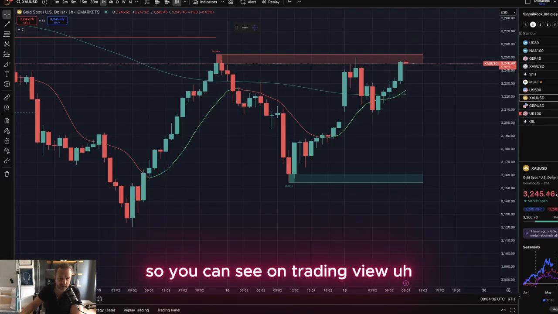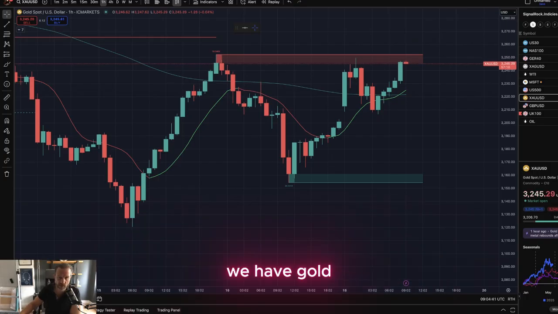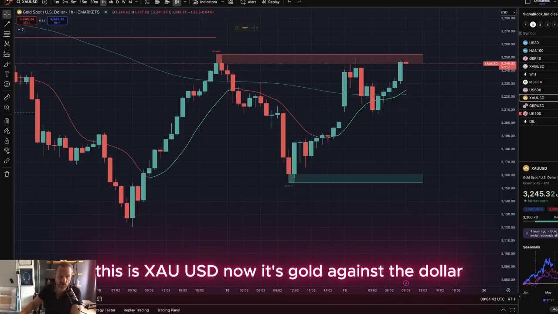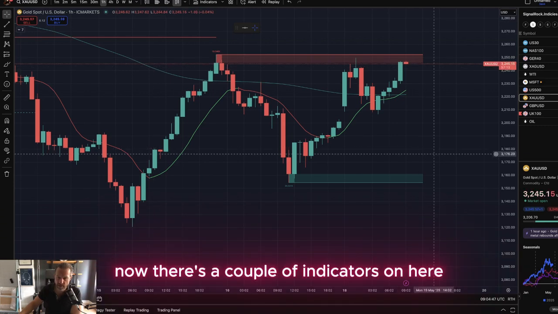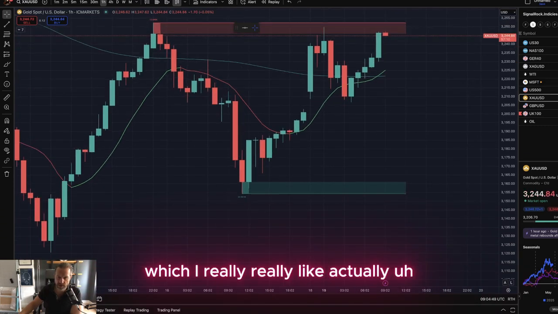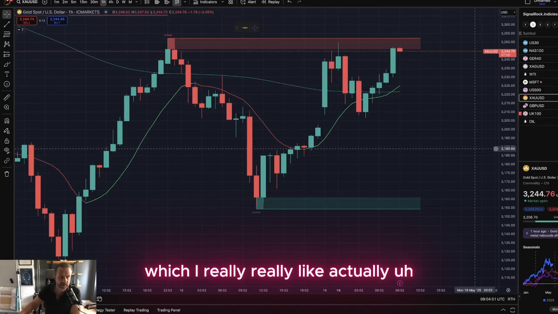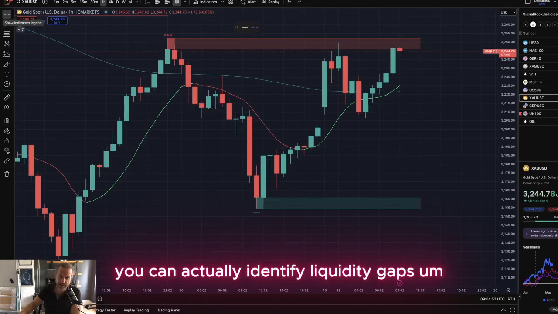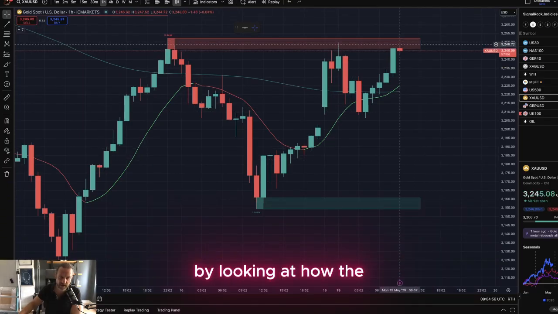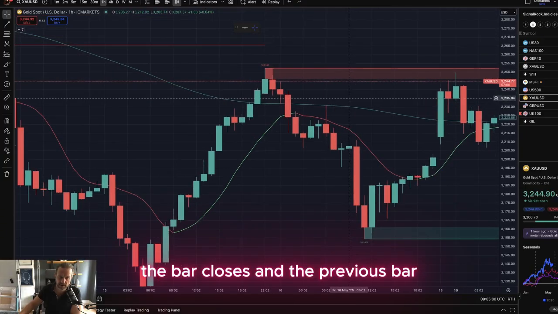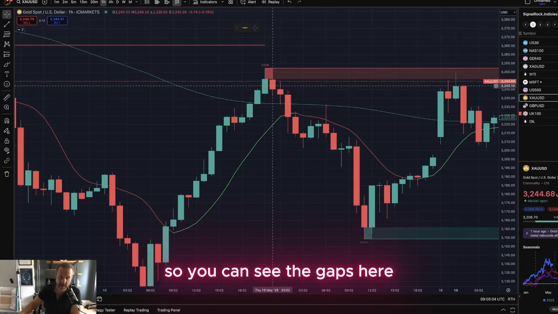So you can see on TradingView we have gold. This is XAU USD, gold against the dollar. Now there's a couple of indicators on here which I really like. You can actually identify liquidity gaps by looking at how the bar closes and the previous bar. So you can see the gaps here.